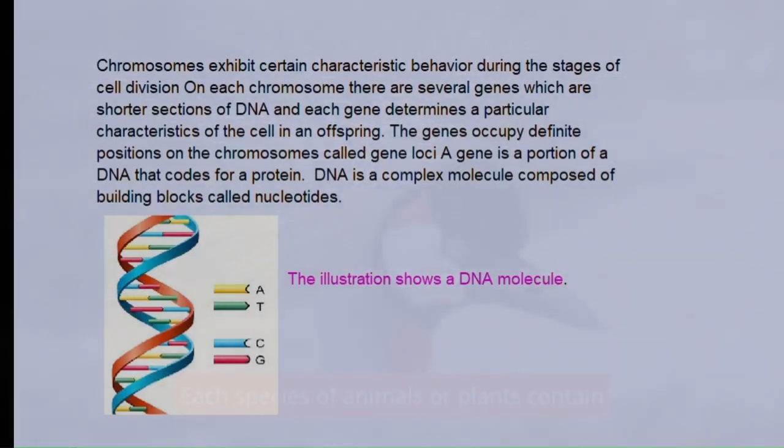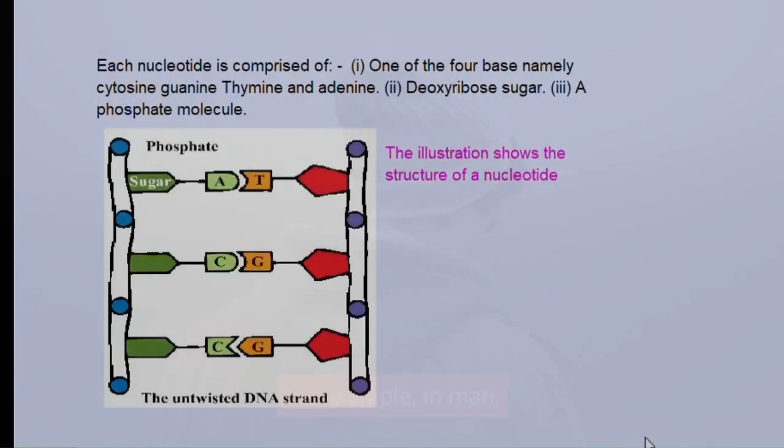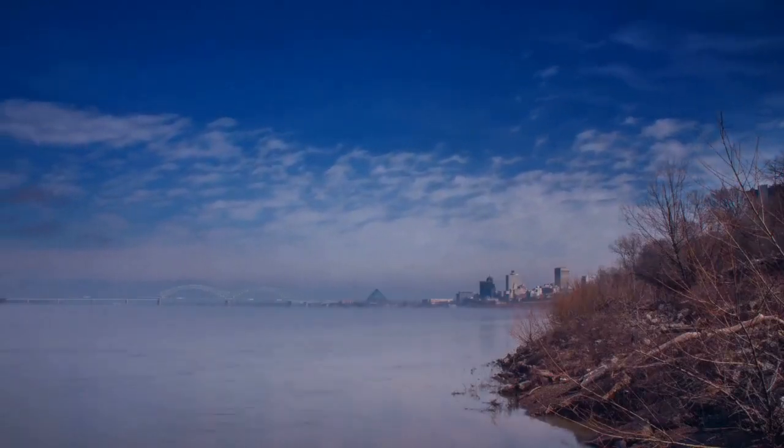DNA is a complex molecule composed of building blocks called nucleotides. The illustration shows a DNA molecule. Each nucleotide is comprised of one of the four bases, namely cytosine, guanine, adenine, and thymine, the deoxyribose sugar, and a phosphate molecule. The illustration shows the structure of a nucleotide.